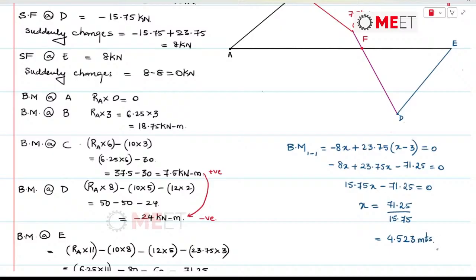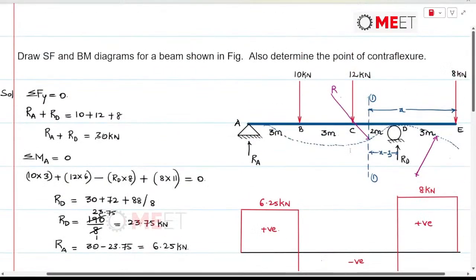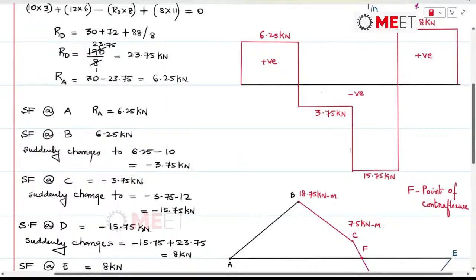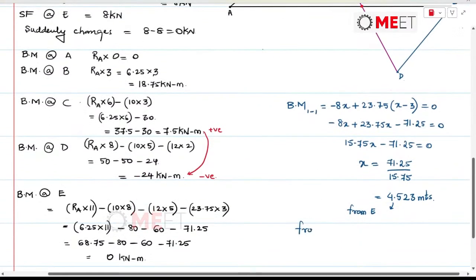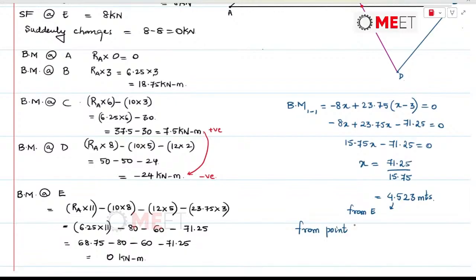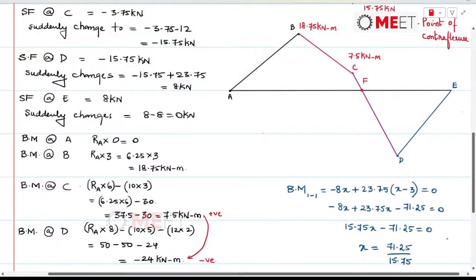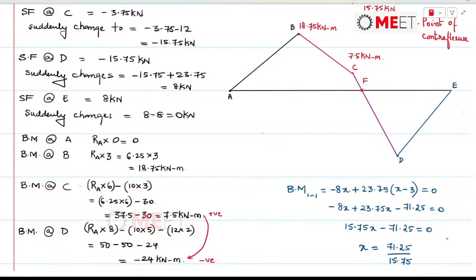4.523 meters. But here in the question they are asking for the point of contraflexure from the point D. This is actually measured from E. So if it is to be measured from D, then it becomes 4.523 minus 3, which is 1.523 meters, the location of the point of contraflexure. So the point of contraflexure is going to tell us the change in the direction of bending, or the change in the direction of the radius of curvature.